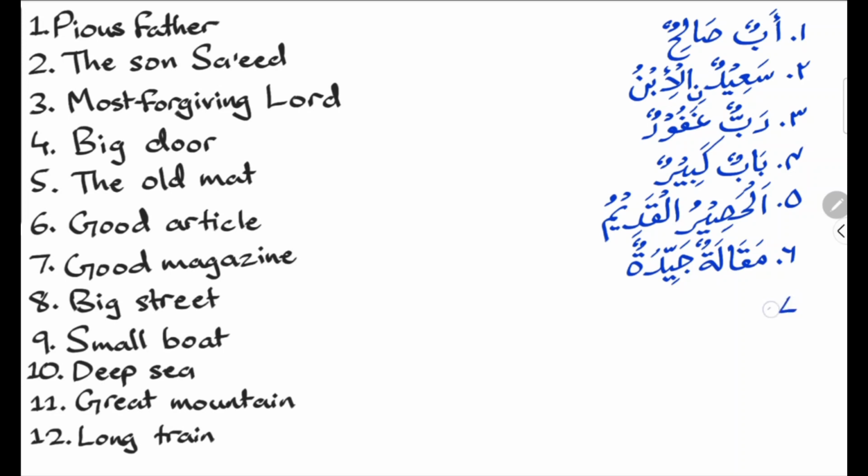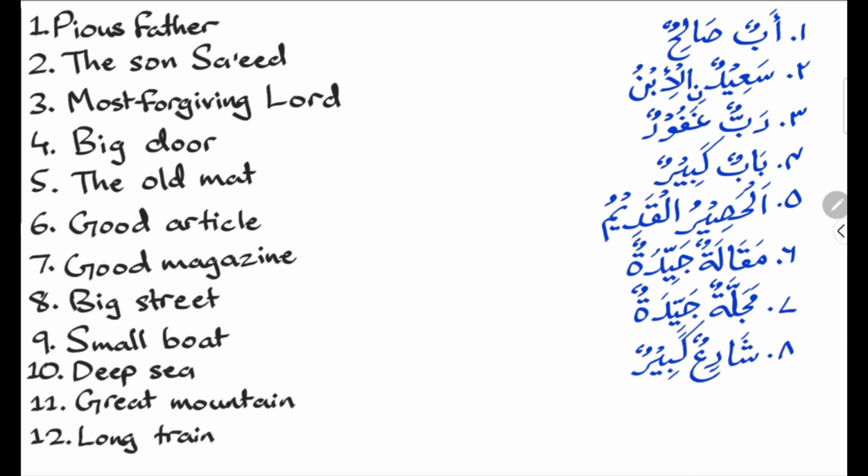Depends on your choice. Number 7 is good magazine. Magazine in Arabic is مجلة. Again, مجلة is feminine. So the word describing it, meaning جيدة, has to be feminine. Number 8. Big street. Street is the thing being described that comes first. Street in Arabic is شارع. Big is كبير. شارع كبير, big street.